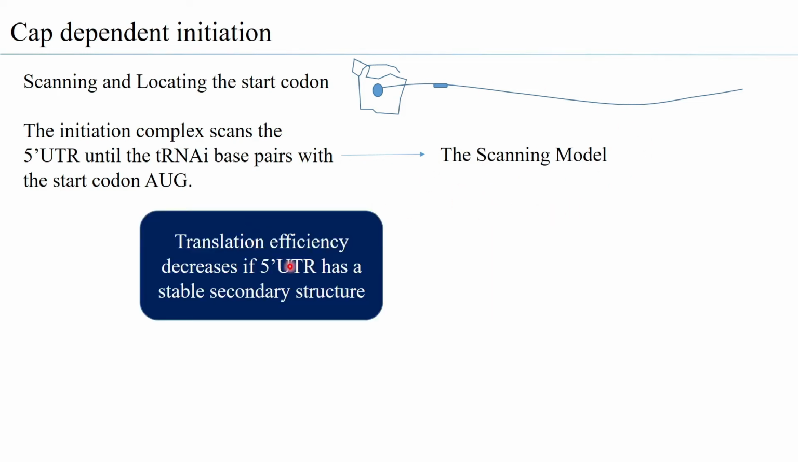For example, it has been observed that translation efficiency decreases if the 5' UTR has a stable secondary structure. So you can see, if here there is a secondary structure, then the 43S pre-initiation complex is not able to move beyond the secondary structure. So this acts as a barrier. In that case, it is never going to reach the AUG and start translation. So you can understand that it is scanning, and because it is not allowed to scan and locate the start codon, you don't have translation being efficient.